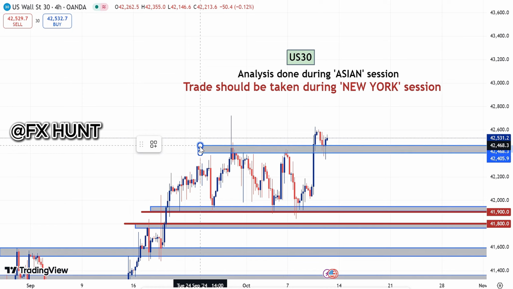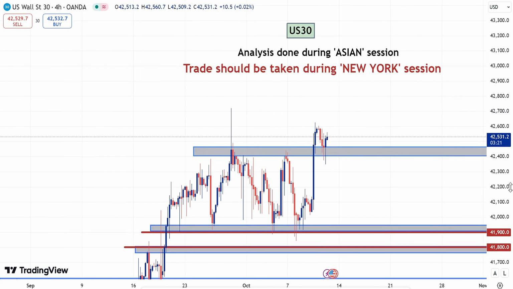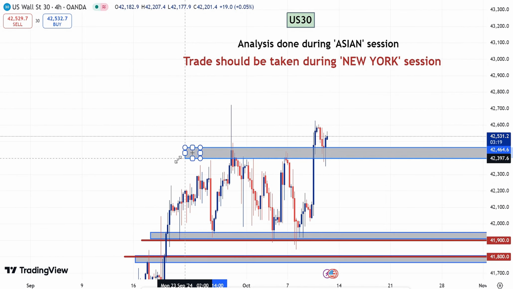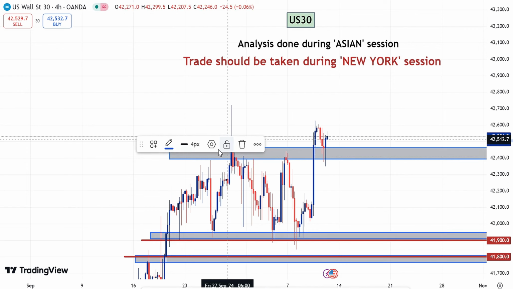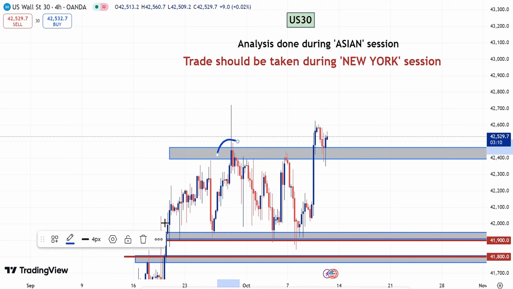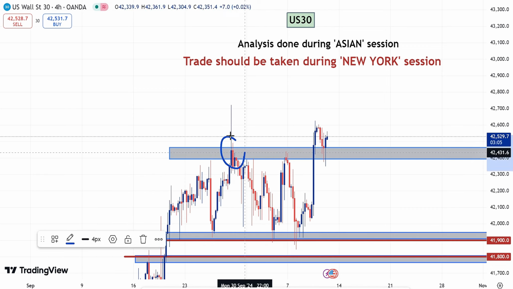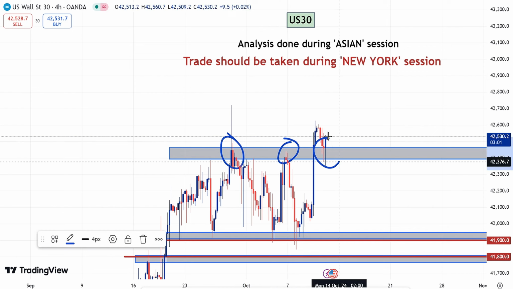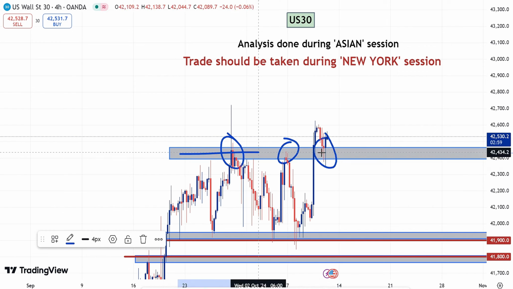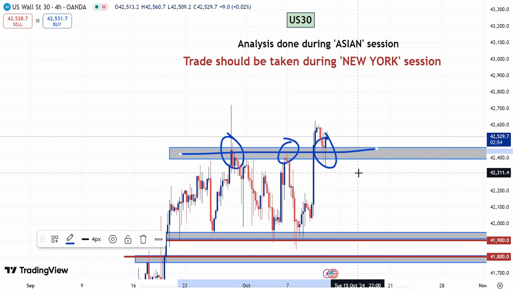a support level or an area of interest, as some may call it. I've already spotted this area of interest, and I'm going to explain why I marked it. First of all, when price got here, you saw how price reacted. Let me take this off. When price got here, you saw the reaction price made here. See the reaction, and when price got here, see the reaction. That's why I marked this area as an area of support or an area of interest.